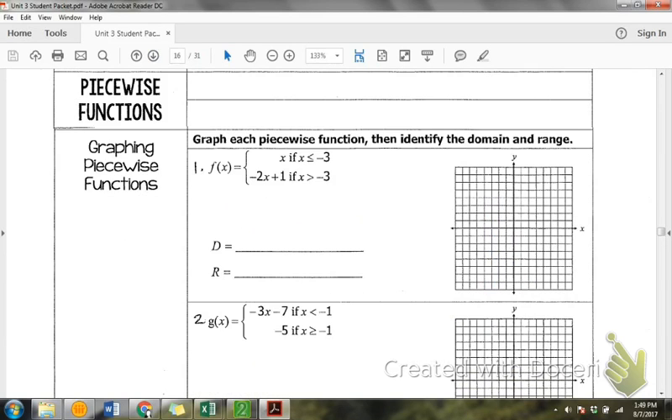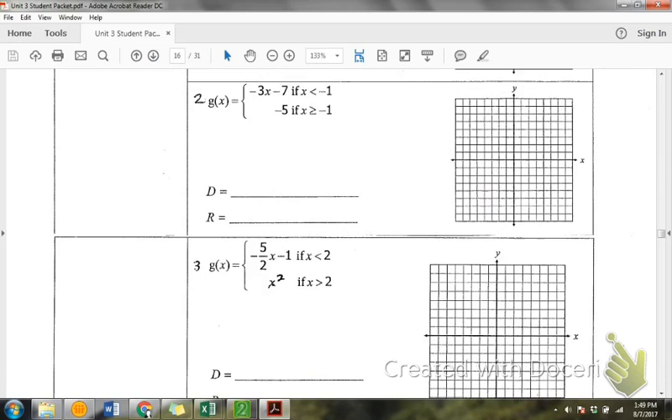All right, number 2. The first thing we need to do, we're not going to worry about domain and range, so you can use that space there if you want to. Oh, I thought we were going to use it, so I tried to write all around it. Okay, so we have 2 equations, right? So this first one says g of x equals negative 3x minus 7. You guys see that? Okay, and we're going to worry about the condition later. The next one says g of x equals negative 5.